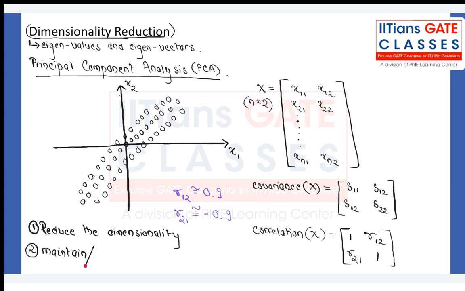So in PCA we try to transform this data to a newer dimension. Why we do that and how we do that, I will look into later. So, maintain or preserve the orthogonality. Okay.